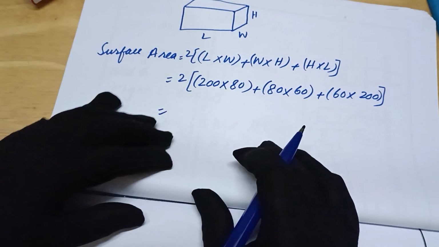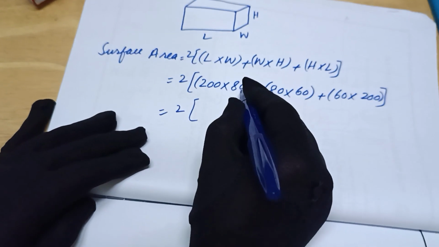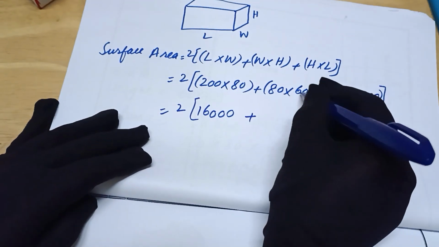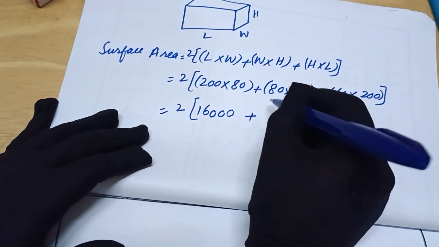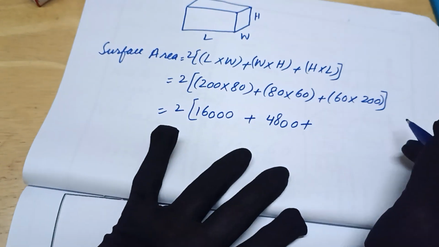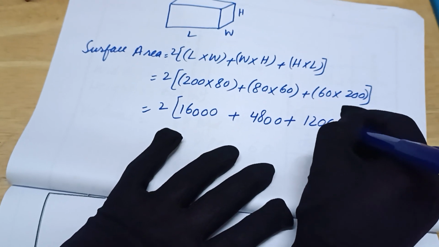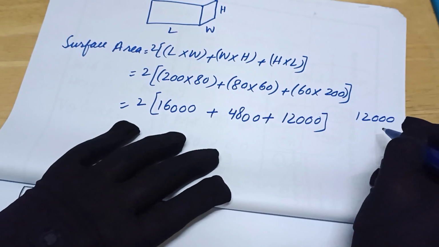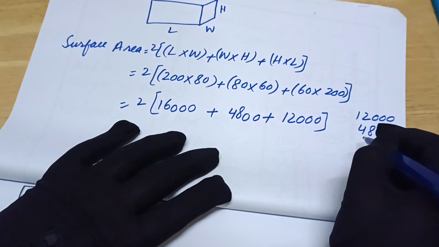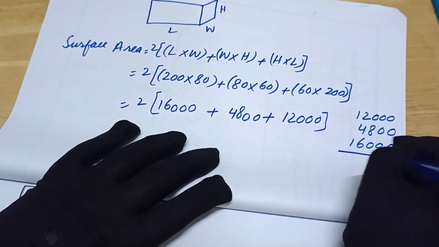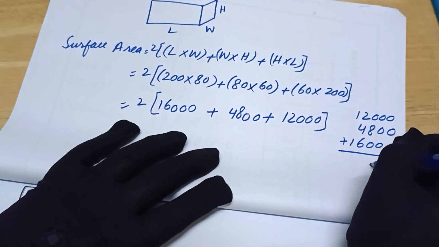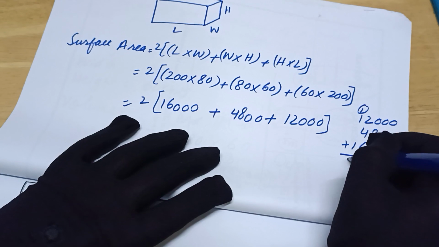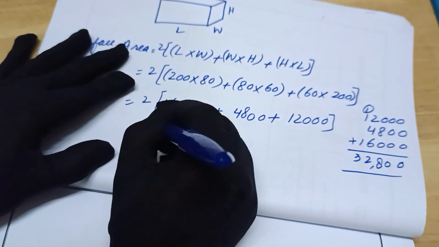For multiplication, you can use the same short multiplication method. 3 zeros are there. 8 twos are 16 plus 1 and 2. 2 zeros. Non-zero numbers: 6 eights are 48 plus 6 twos are 12. 3 zeros. Now add them in the working column: 12,000, 4,800 and 16,000. Add them. 8, 6 plus 4, 10 plus 2, 12, 1 carry, and so on. 32,800.